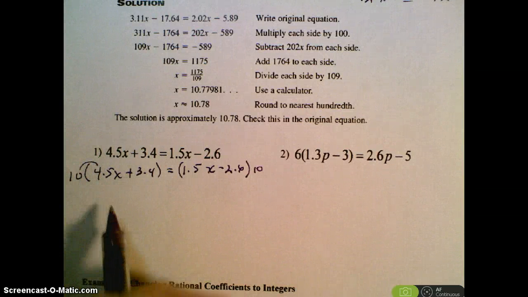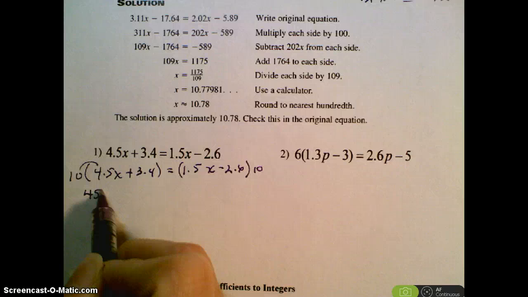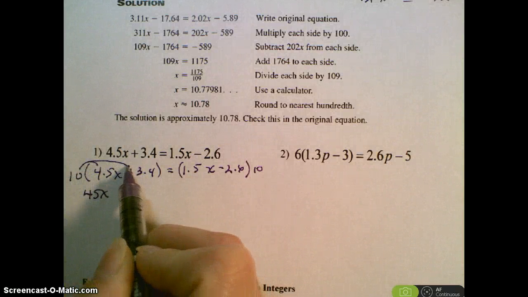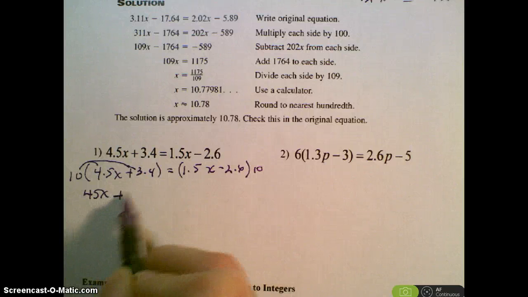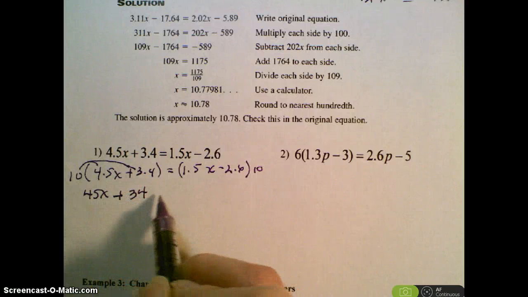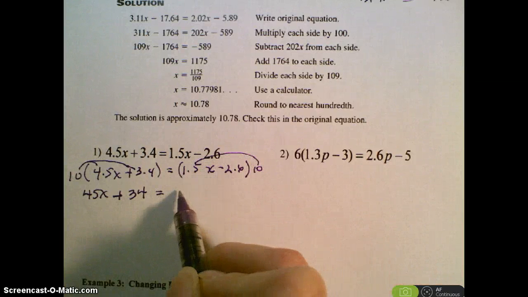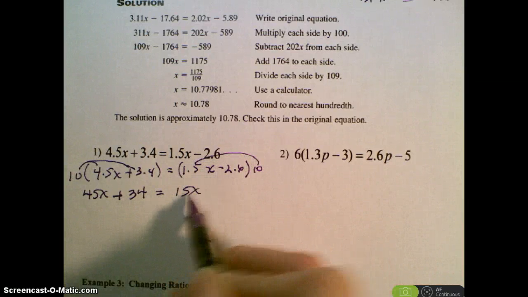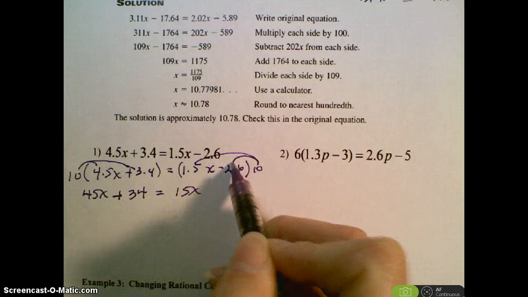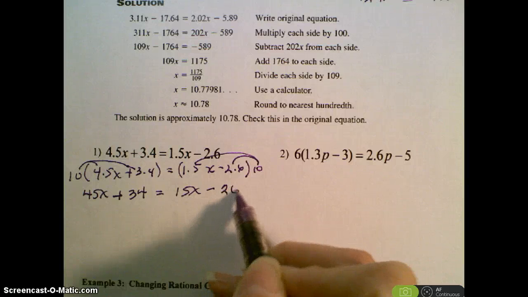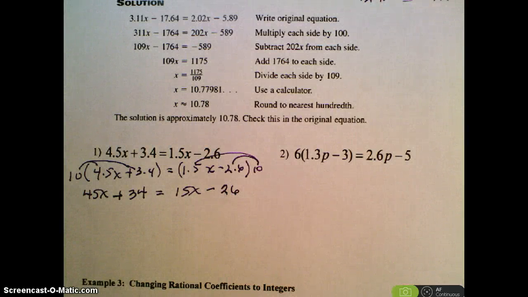So 10 times 4.5x is going to give me 45x. And a positive 10 times a positive 3 4/10 gives me a positive 34. Okay, and on this side we're going to do 10 times 1.5x. So that gives me 15x. And 10 times negative 2 6/10, so that gives me negative 26. Okay, now the decimals look like they've been removed, but really we've just made the equations 10 times bigger.